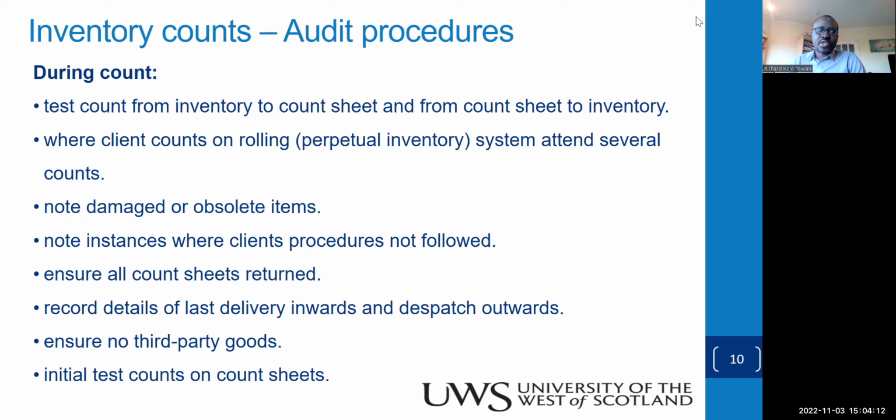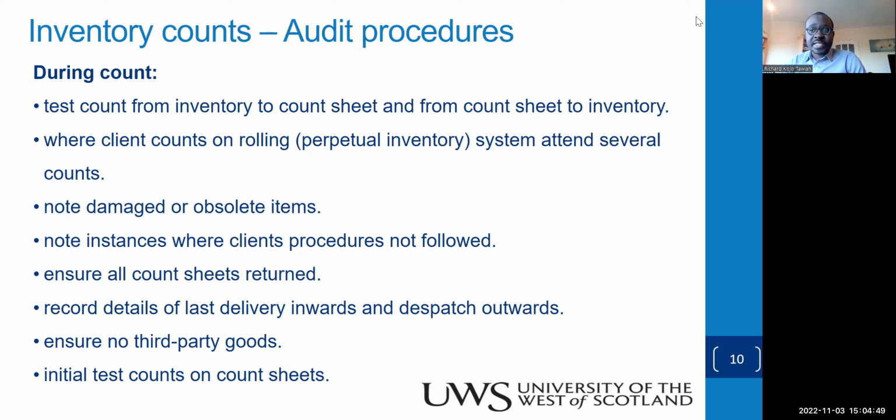When the company that you are auditing has a rolling system where they keep counting regularly, every quarter, every 4 months, 3 months, it means we don't have to attend only one stock count. We need to attend several stock counts. Check any obsolete or damaged items, and if possible, let them know that these should be taken out of the total value of inventories. There are instances where the client's procedures are not followed. Ask why and note it down.